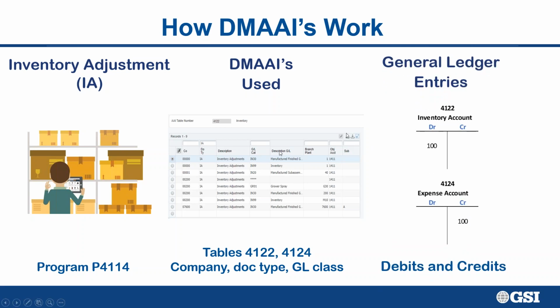And those are the type of GL entries that are made. So here's where the DMAAIs come into play. You get a little bit of a view here of what the screen looks like inside of JD Edwards, where we have our company number that we're transacting in, the document type that we're using, the GL class code for the item that's being transacted, and then consequently the account that's going to be used for the journal entry.